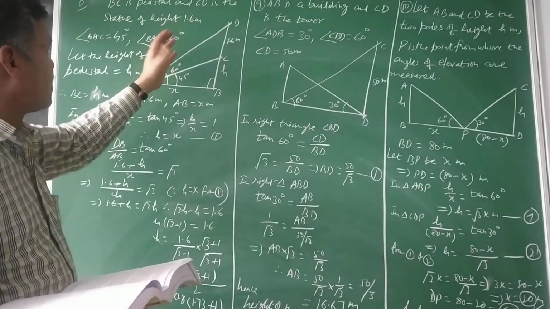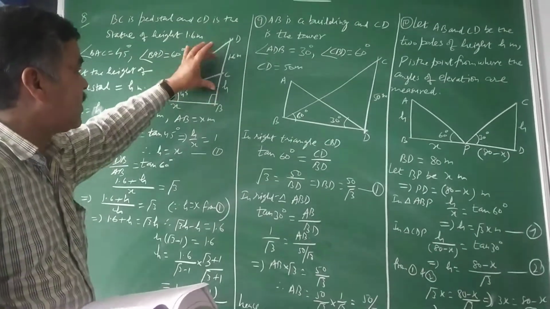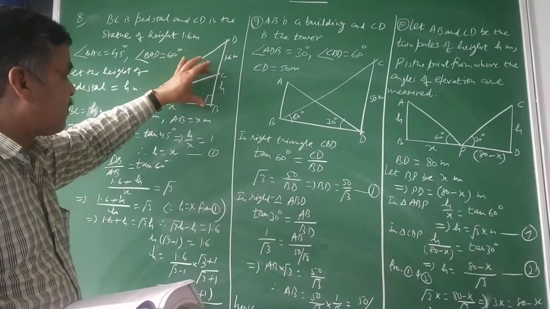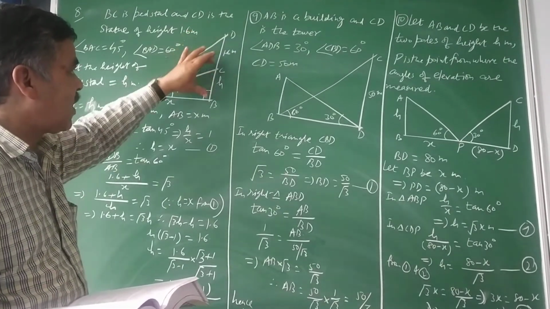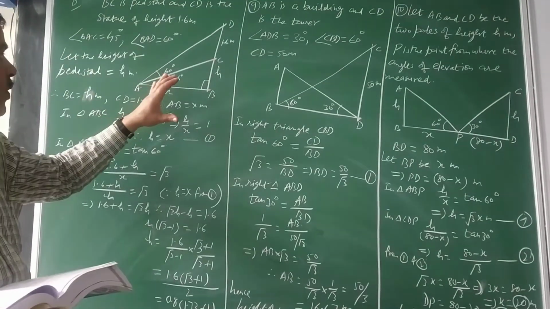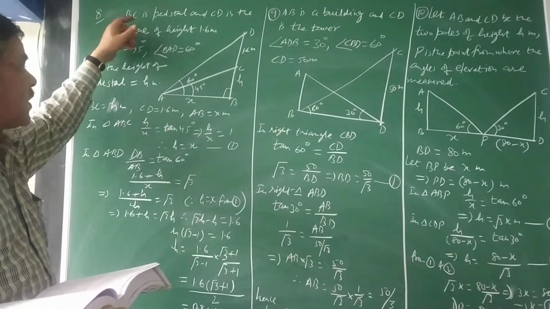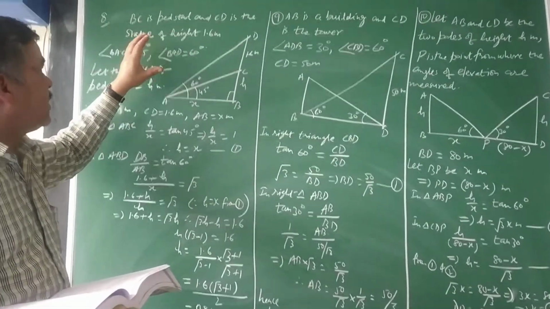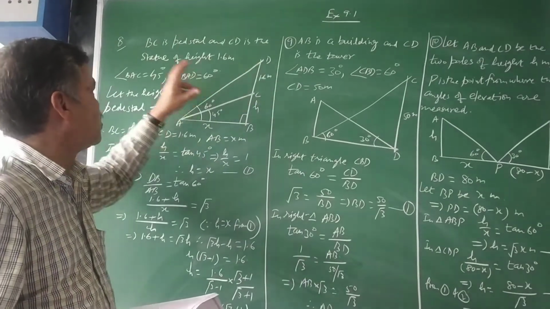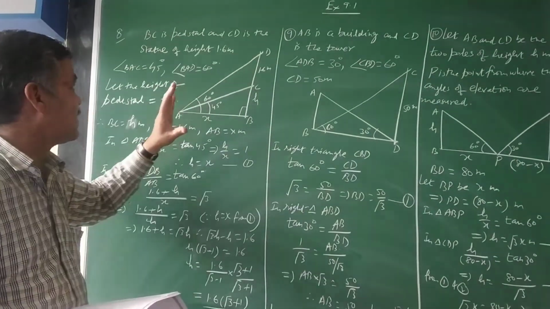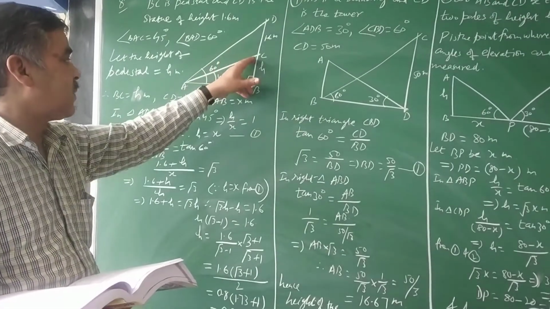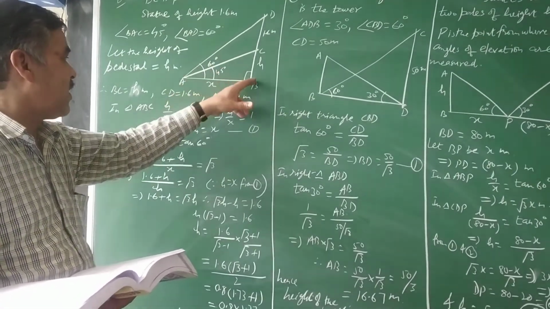In question number 7 it was like this was the building and this was the transmission tower. Now this is the pedestal and this is the statue, and I have to calculate the height of the pedestal. So same procedure we have to follow here. You explain it like write the information very carefully. Say BC is the pedestal, and CD is the statue of height 1.6 that is given to you.